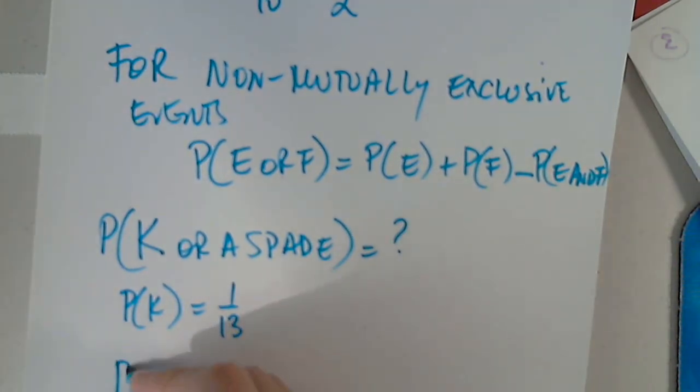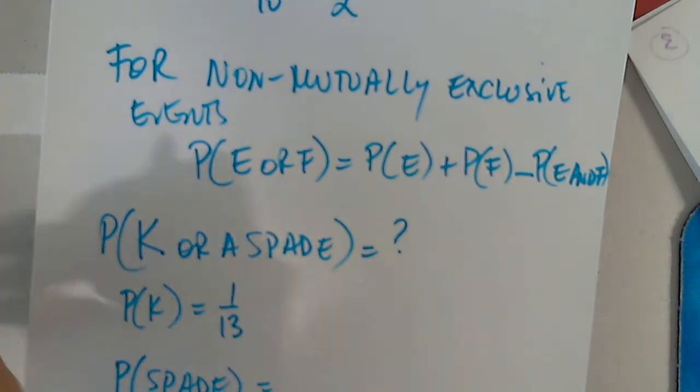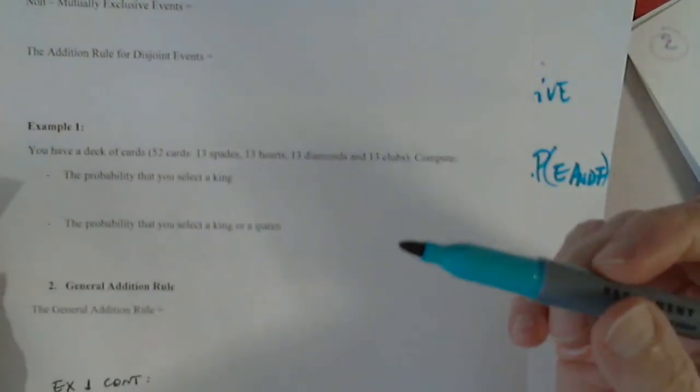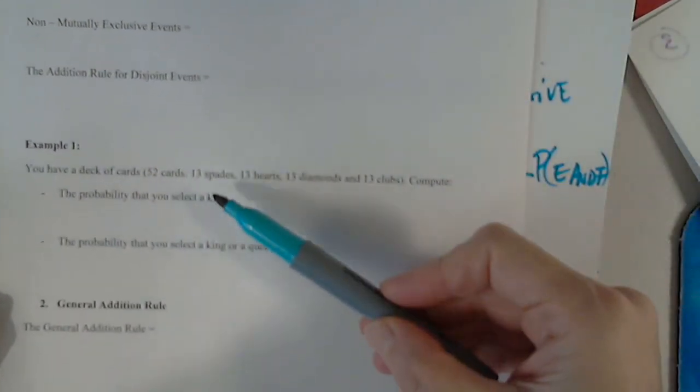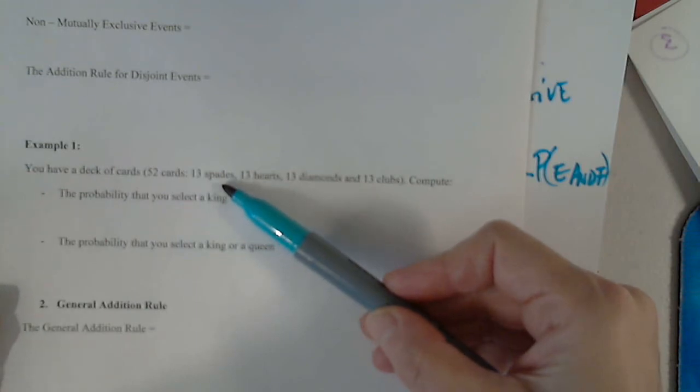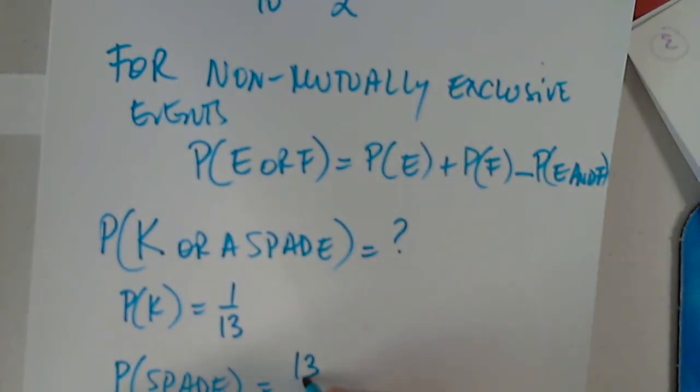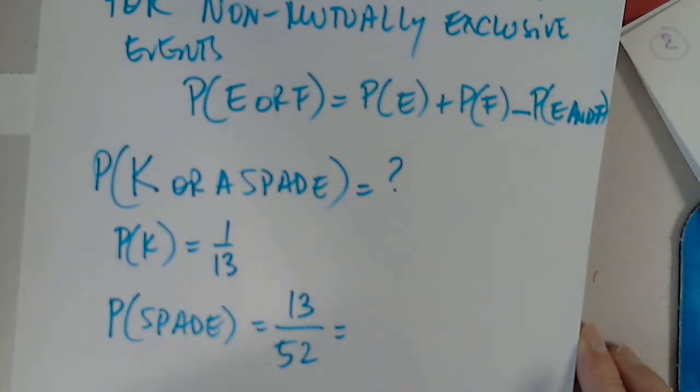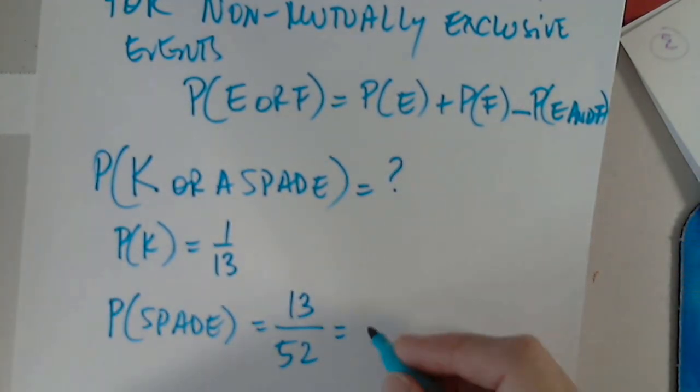Now we have to determine the probability of a spade. And I wrote it here for you because, as I said, not everyone knows this. There are 13 spades in a deck of cards, so 13 divided by 52, which is 1 over 4.